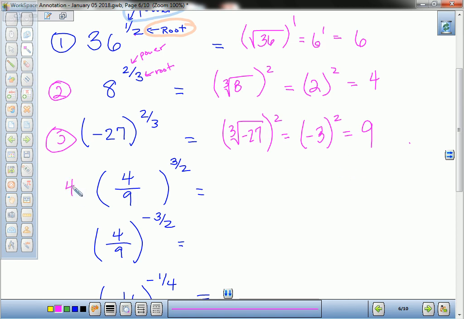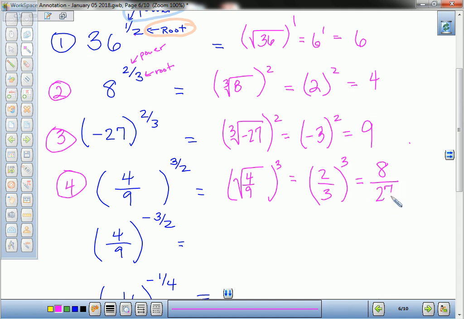Okay, our last example with a positive rational exponent is this one. So we have a fraction raised to a rational exponent, but we still do the same thing. The denominator of the exponent is our root. So we're going to take the square root of 4/9, and then we're going to raise that to the 3rd power. Well, the square root of 4 is 2, and the square root of 9 is 3. So it becomes 2/3 to the 3rd power. So 2 cubed is 8, and 3 cubed is 27.